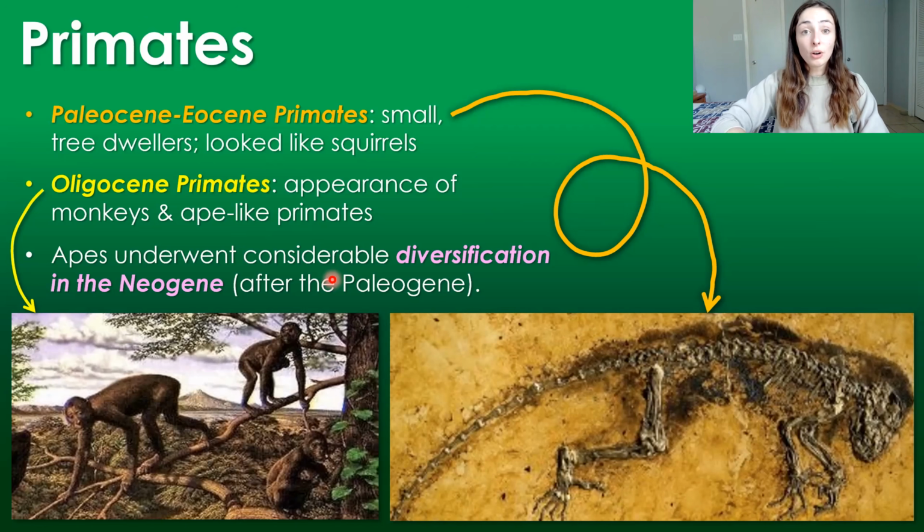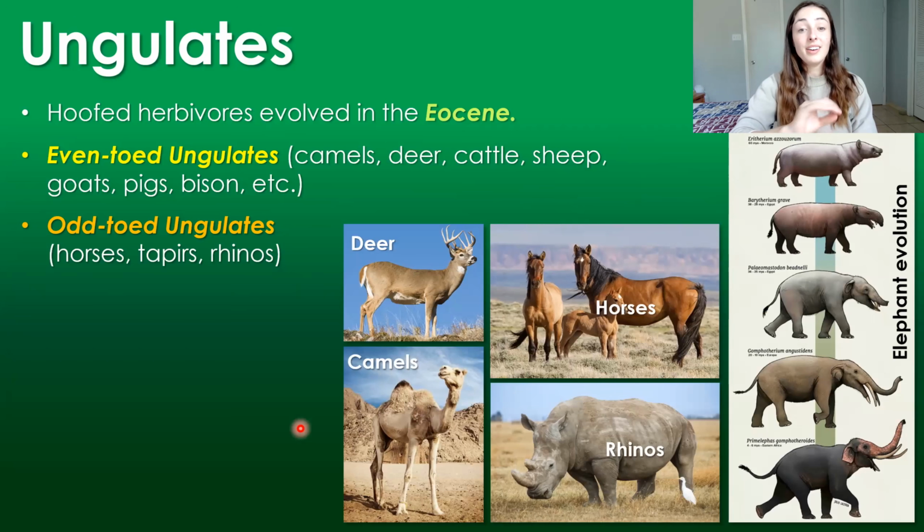Basically, primates evolved in the Paleogene, and then they became a little bit more modern monkey and modern ape looking in the Oligocene or late Paleogene. Ungulates are next, and ungulates include hoofed herbivores, which evolved in the Eocene, and these include even-toed ungulates and odd-toed ungulates. Even-toed ungulates are camels, deer, cattle, sheep, goats, pigs, bison, etc. And odd-toed ungulates are horses, tapirs, and rhinos.